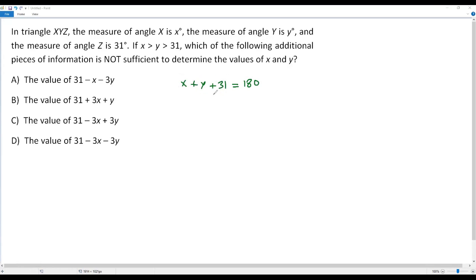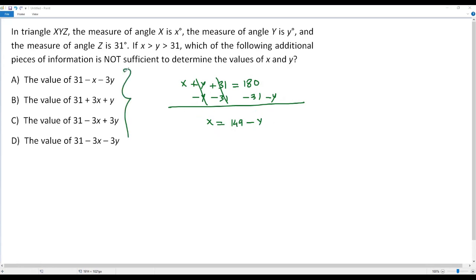Now let's solve for x in this equation. For that, we have to subtract 31 from both sides, and also subtract y from both sides. We have two unknowns, x and y, in this equation, so I solve for x. Positive y and negative y cancel out, and positive 31 and negative 31 cancel out. Simplifying, I get x equals 149 minus y. Here I got the value of x in terms of y.